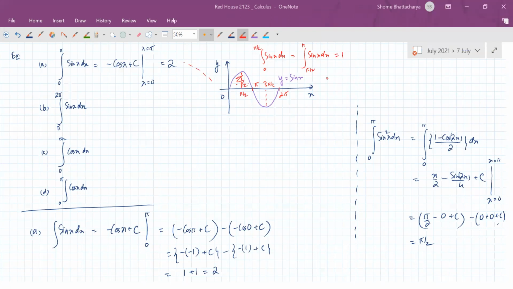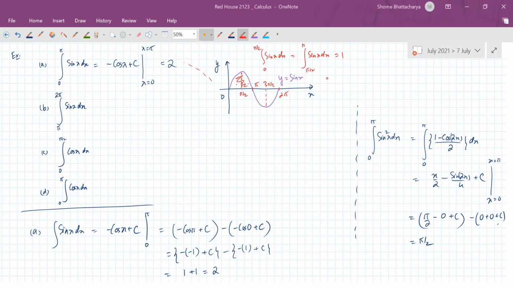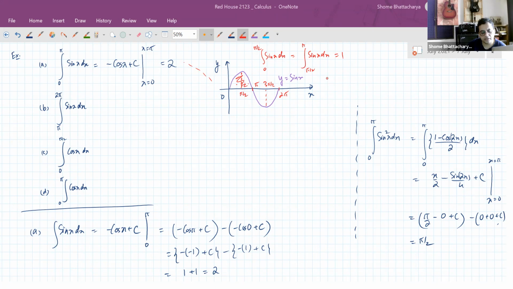Sir, cos pi is 1 or minus 1? Cos pi is 1, I think so. No, cos pi is minus 1, beta. Cos is negative in the second quadrant, remember?